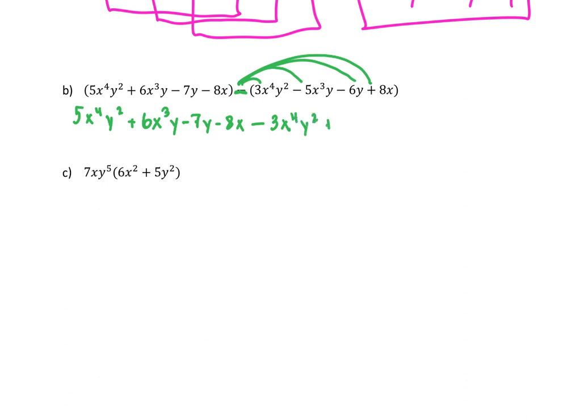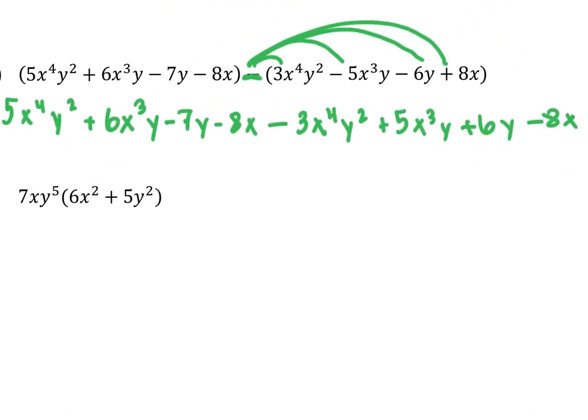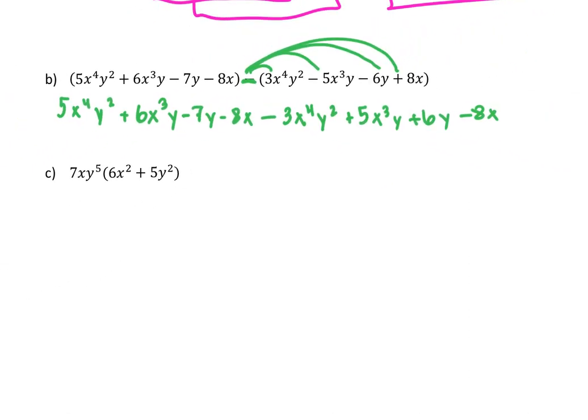Negative times a negative is positive. Negative times a negative is positive. And a negative times a positive is negative. Okay, so from there, we're going to start 5x to the 4th, y to the 2nd, minus 3x to the 4th, y to the 2nd. That is 2x to the 4th, y squared.